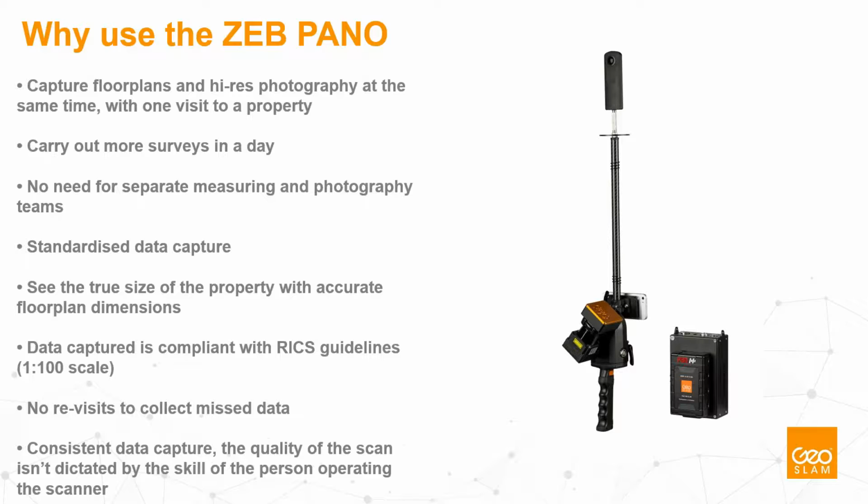Obviously, the reason that the ZEB Pano is on that carbon fiber pole is because if it was at a lower level, you would end up with lots of images of the person collecting the data in the final 360. So when you're stopping and collecting images, you do want to make sure that the ZEB Pano is above your head and not directly in front of your face.